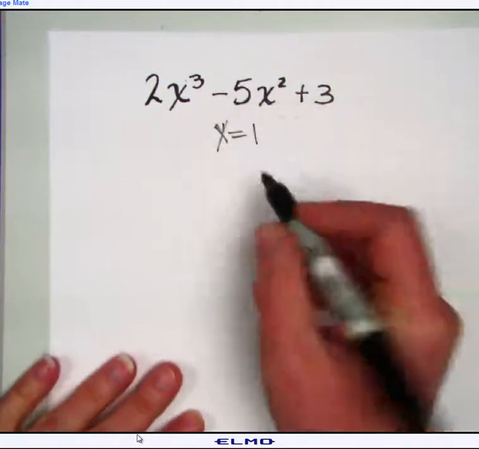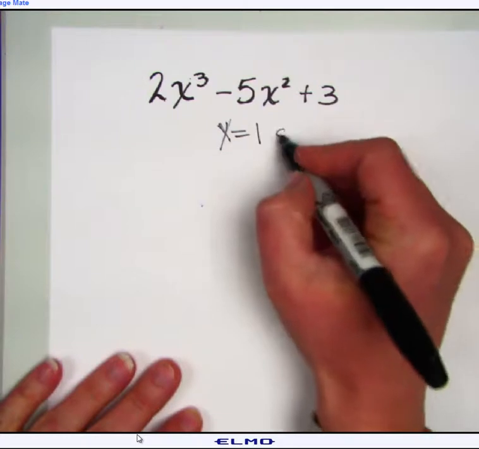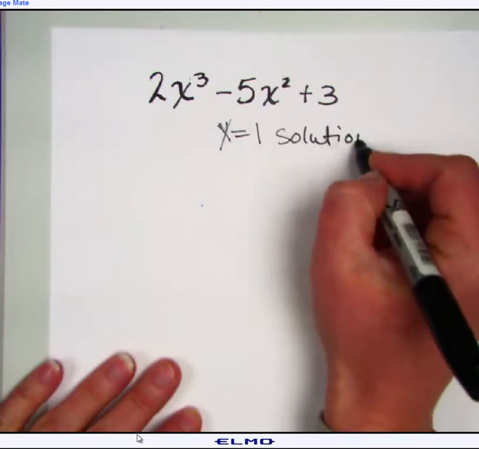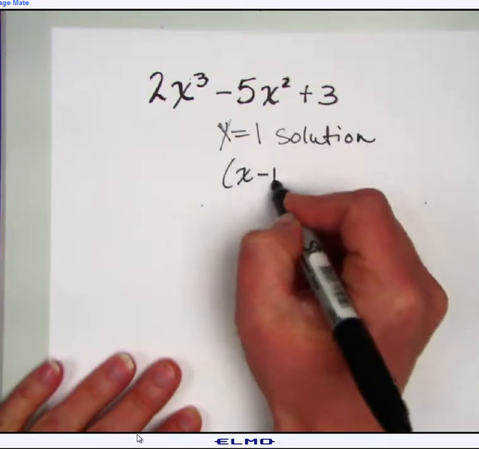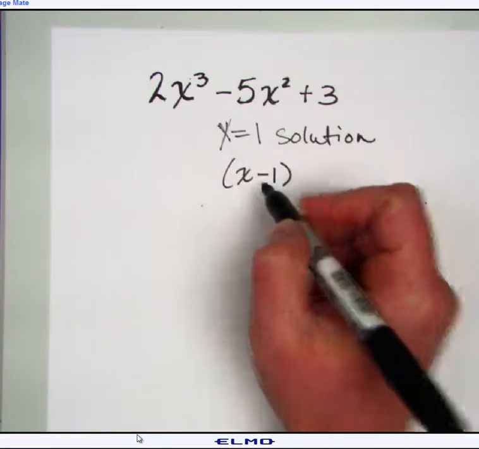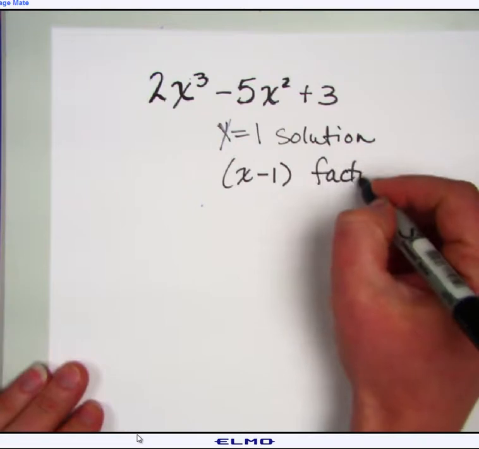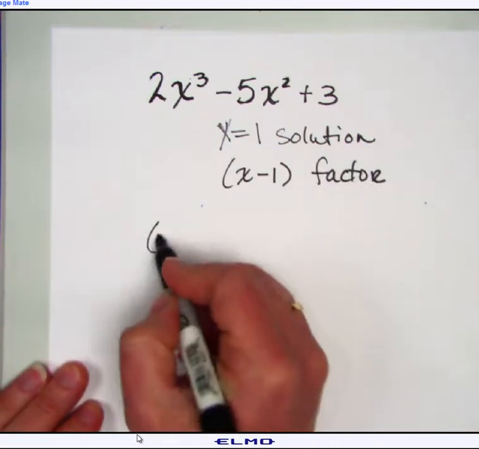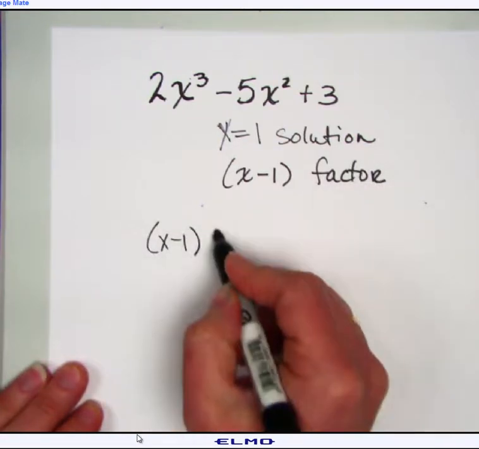So now once we know a real solution, we can change that to a factor. Right? The corresponding factor, we take the opposite value. So this is positive 1. X minus 1 is the factor. And now we can divide our function by that factor and get the remaining quadratic.